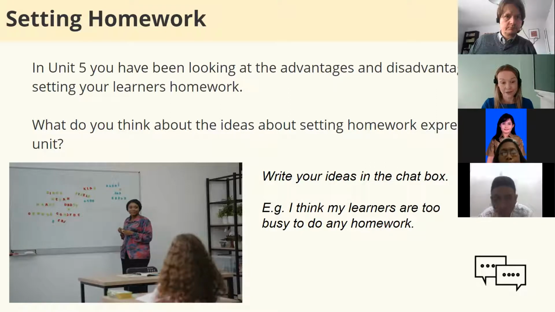Good point, Muddy. Thank you. So it can help, I guess you're saying, to motivate the learners to work outside of the classroom if they're given some specific homework to do. Yeah. Good. Really good point.